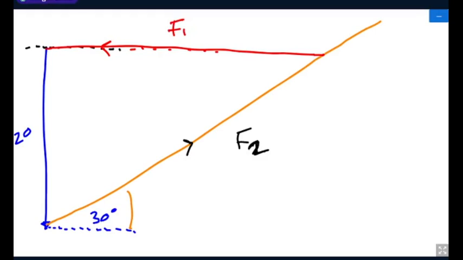So you'd measure that. You'd measure this. You'd measure that. That'd be the force, whatever that length comes to. And that'd be F1, whatever the length comes to. Make sure that you convert it back into newtons.